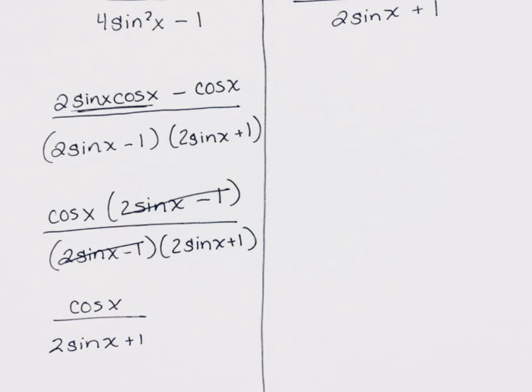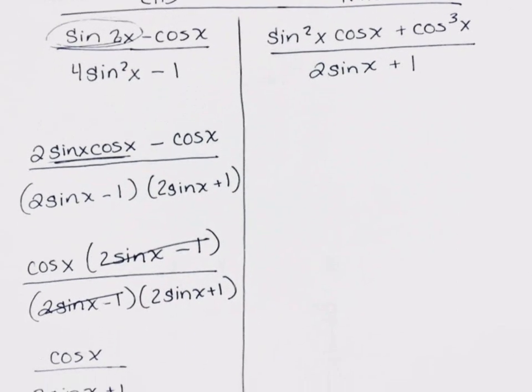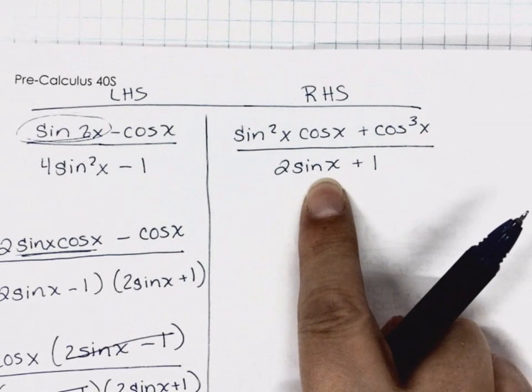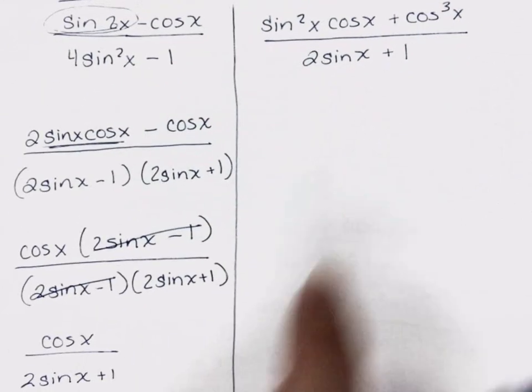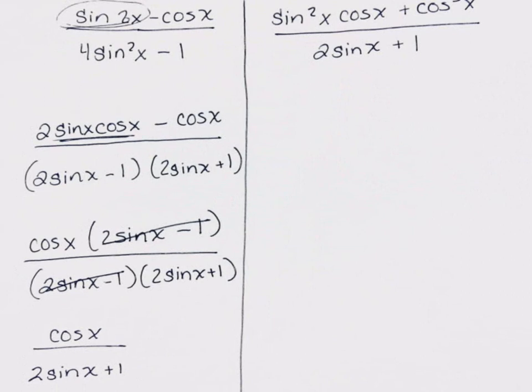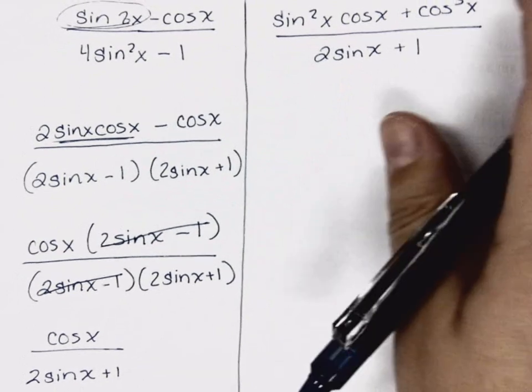So I go back and forth between the two. When I get to a point where I'm not sure what to do, I'll stop here and work my other side. But what do you notice about this denominator and this denominator? They're the same. So I've got a good indication that I'm on the right track. All right, what are you going to do with that numerator?